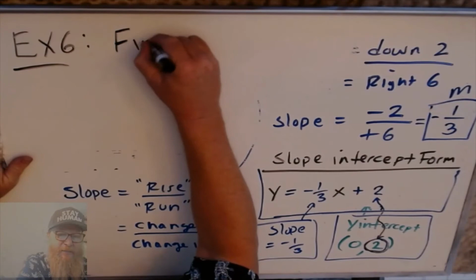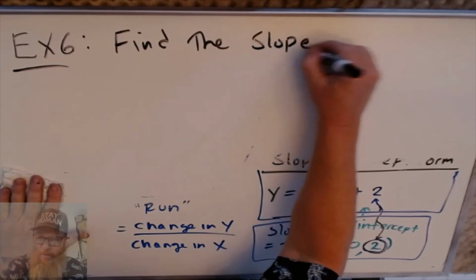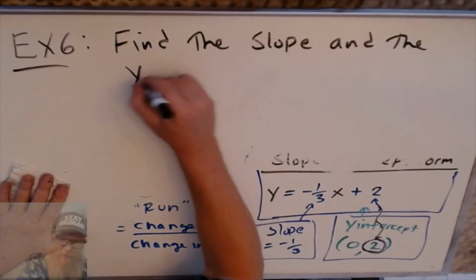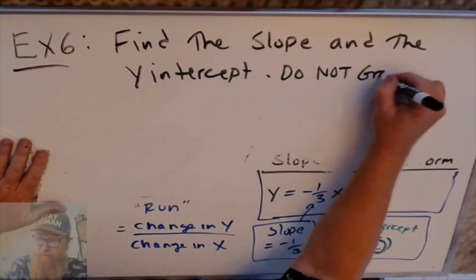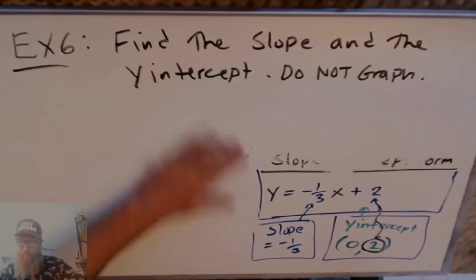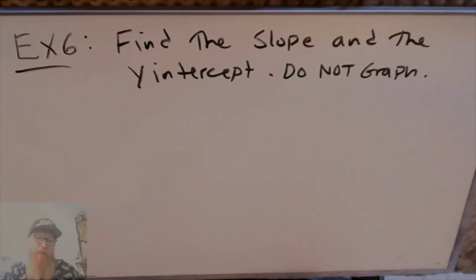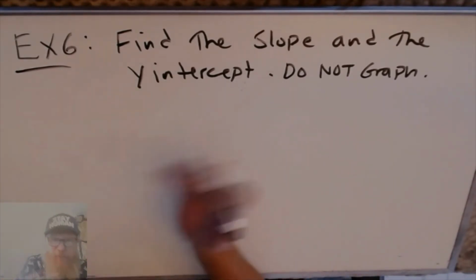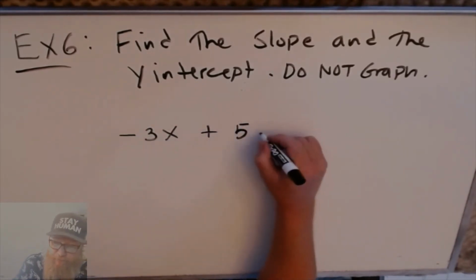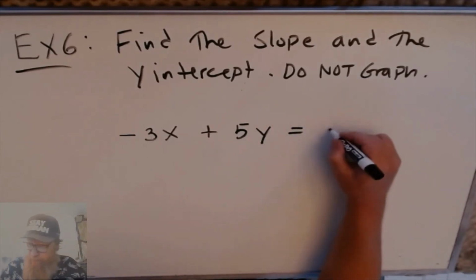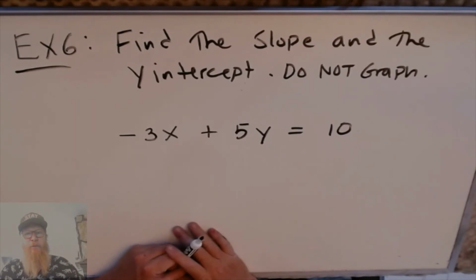Example 6. Find the slope and the y-intercept. You do not need to graph. I mean, you can graph it if you want. I'm not going to give you any extra credit for graphing it, but you can do it if you want. Let me give you an equation, and I ask you to find the slope and the y-intercept: -3x + 5y = 10.